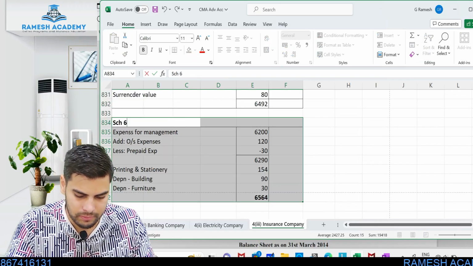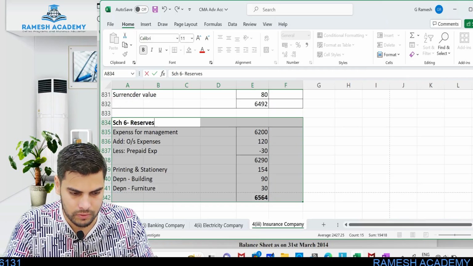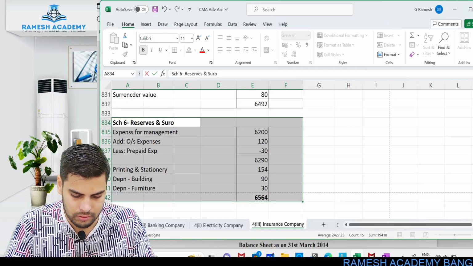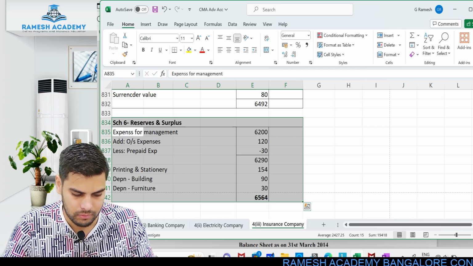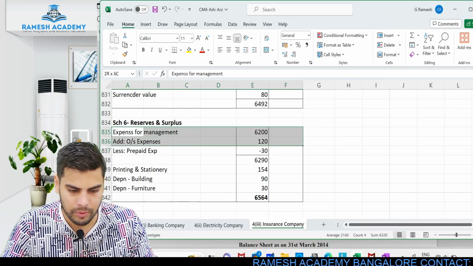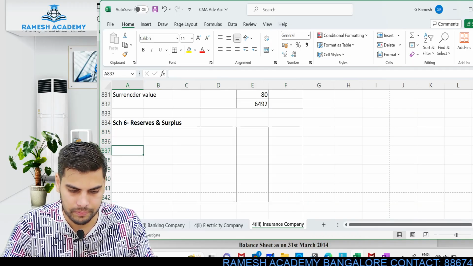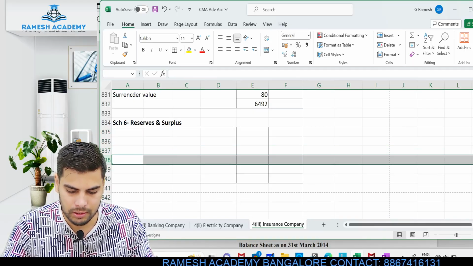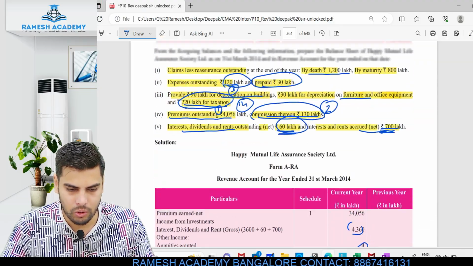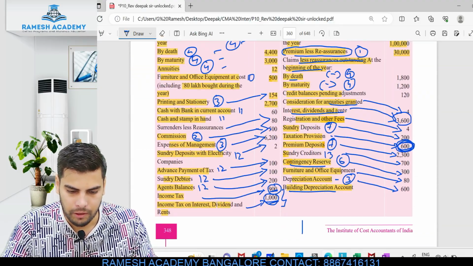Schedule 6, that is with respect to reserves and surplus. Alright, so let us prepare this reserves and surplus schedule. Now what all information have they given relating to reserves and surplus? If you can just look into this particular thing, we had mentioned it, right?